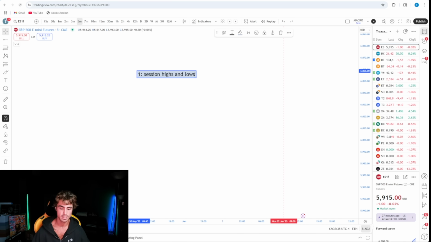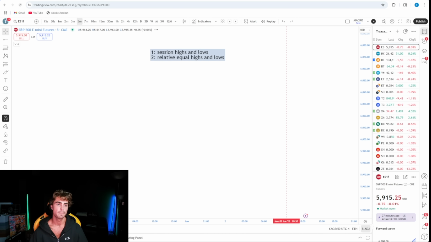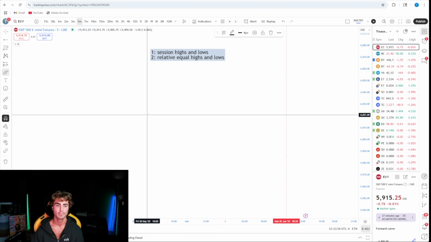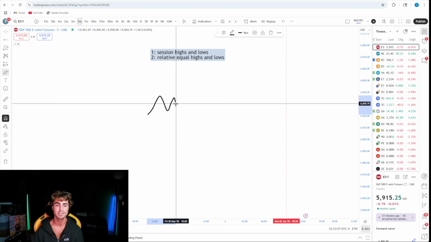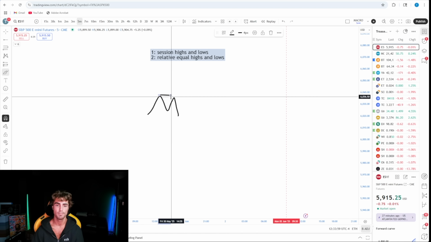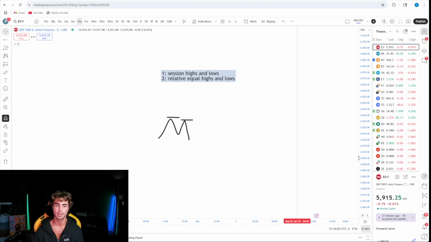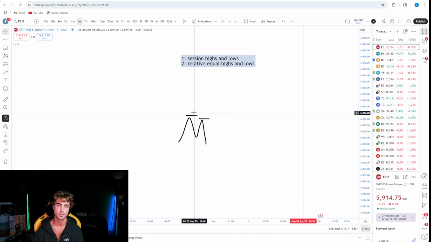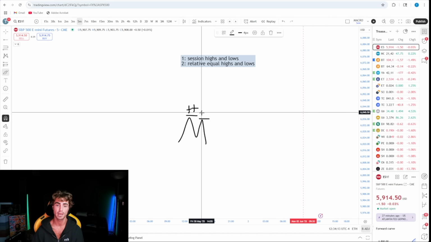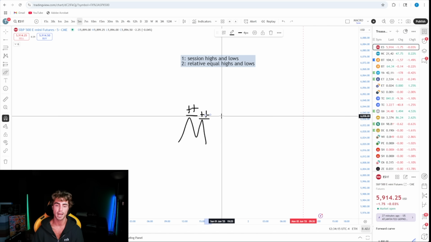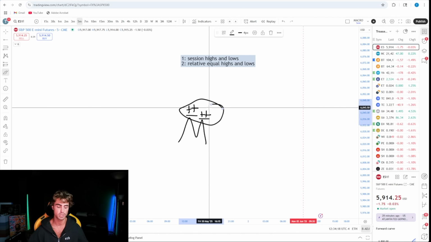Now, what is another form of liquidity that is high confluence? It is going to be relative equal highs and lows. What does this mean? You ever see on the chart when we make a high like this, and then there's another high that doesn't quite go above this high, but it's super close? Why is this a super good draw on liquidity? Well, because now, instead of just one set of buy orders being above a high, now we have two sets of buy orders sitting right next to each other.